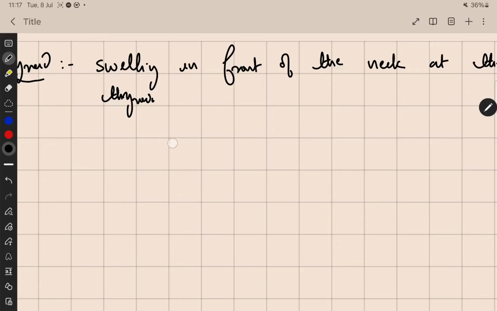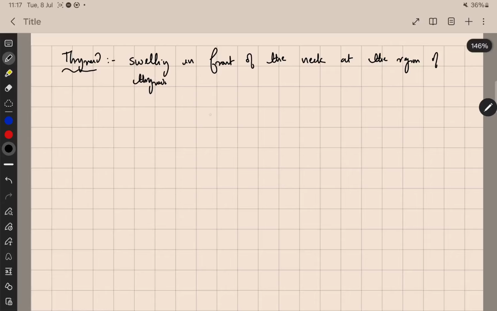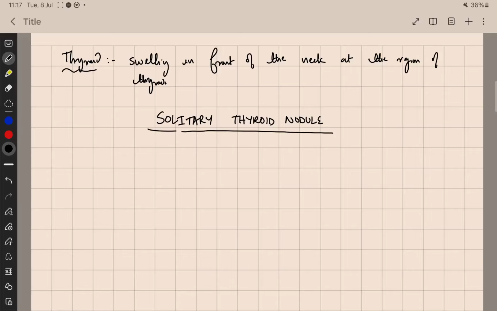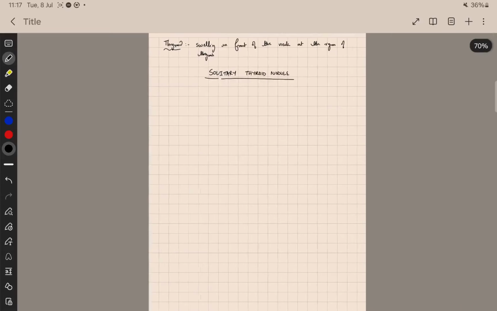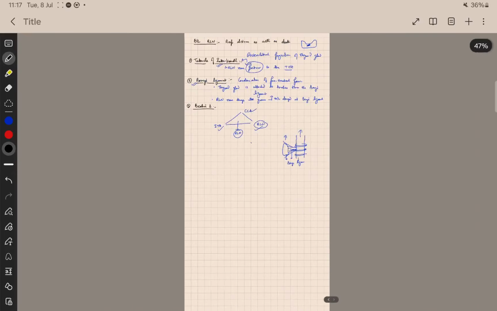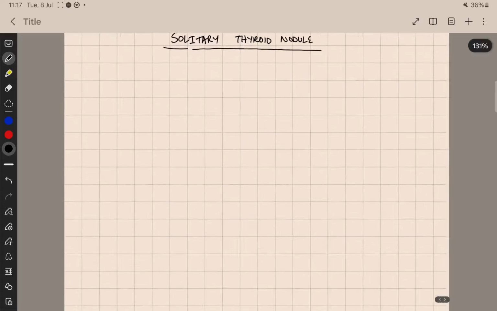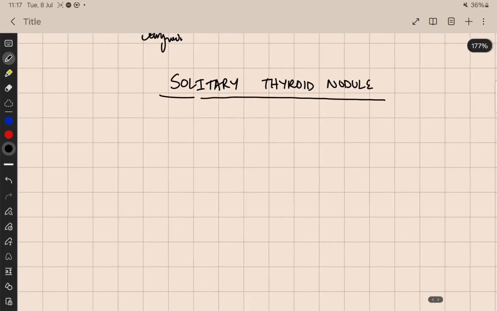So generally, the thyroid gland presents as a solitary thyroid nodule. Clinically, there will be only one single nodule present in the thyroid gland, visible or palpable, and it will move up and down with deglutition, as we have discussed before, because of the attachment of Berry's ligament. For evaluating any case of solitary thyroid nodule, there is one algorithm that I will explain.